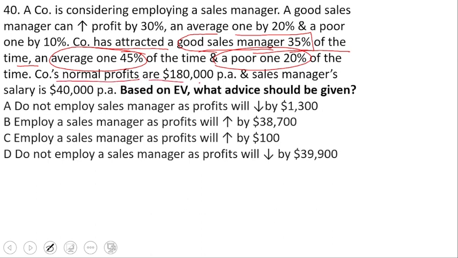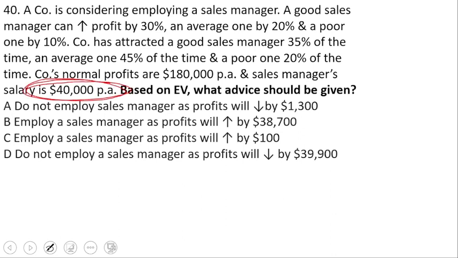Company's normal profits are $180,000 per annum and sales manager's salary is $40,000 per annum. So if at all we are employing a sales manager, we have to incur a salary of $40,000 per annum. So this company's normal profit is without considering the sales manager's salary. Based on expected value, what advice should be given? Do not employ a sales manager, or employ a sales manager.